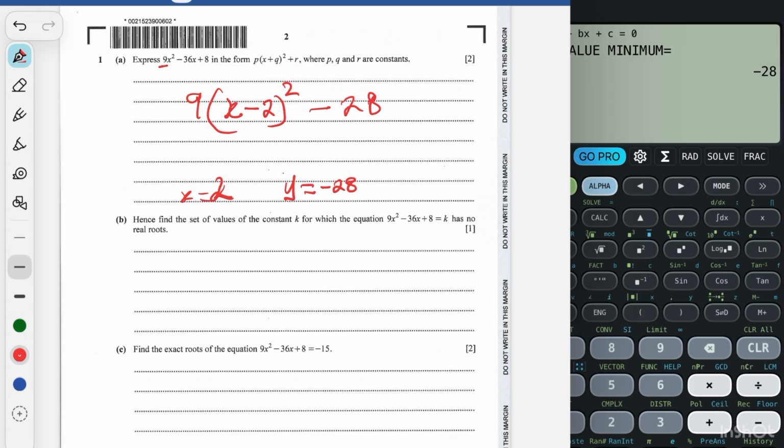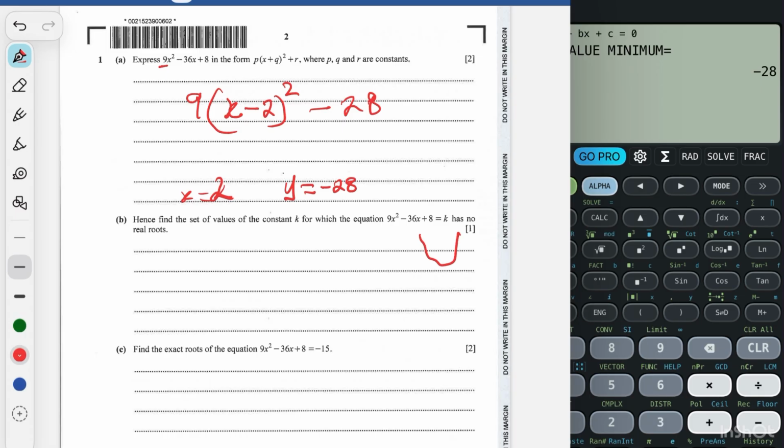Nobody cares about the working. Now they are telling me to find the set of values of the constant k for which the equation 9x squared minus this is equal to k has no real roots. You see, it's 1 mark. You can do discriminant, you will get the answer, but that should be 4 marks if it's the normal discriminant.